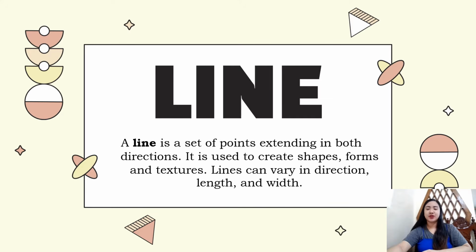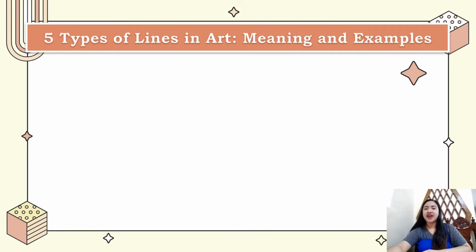Let us begin with the first visual element, which is line. Line is a set of points extending in both directions. It is used to create shapes, forms, and textures. Lines can vary in direction, length, and width. Here are 5 types of lines in arts, their meanings, and examples.